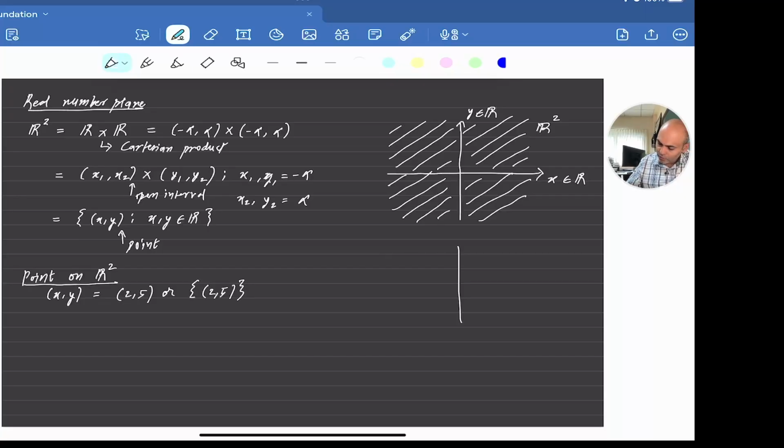and graphically we denote this point by drawing the real number plane, x and y axes, and then 2, 3, 4, 5. We have 5 points in x and we have 5 points in y. And then x equal to 2 is here, and y equal to 5 is here, and our point is at the intersection here.